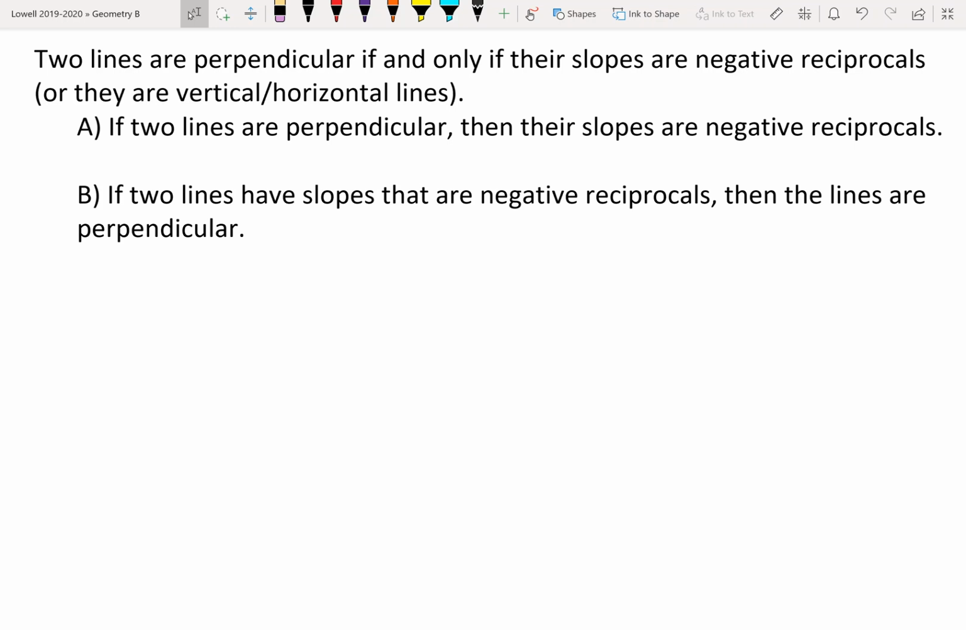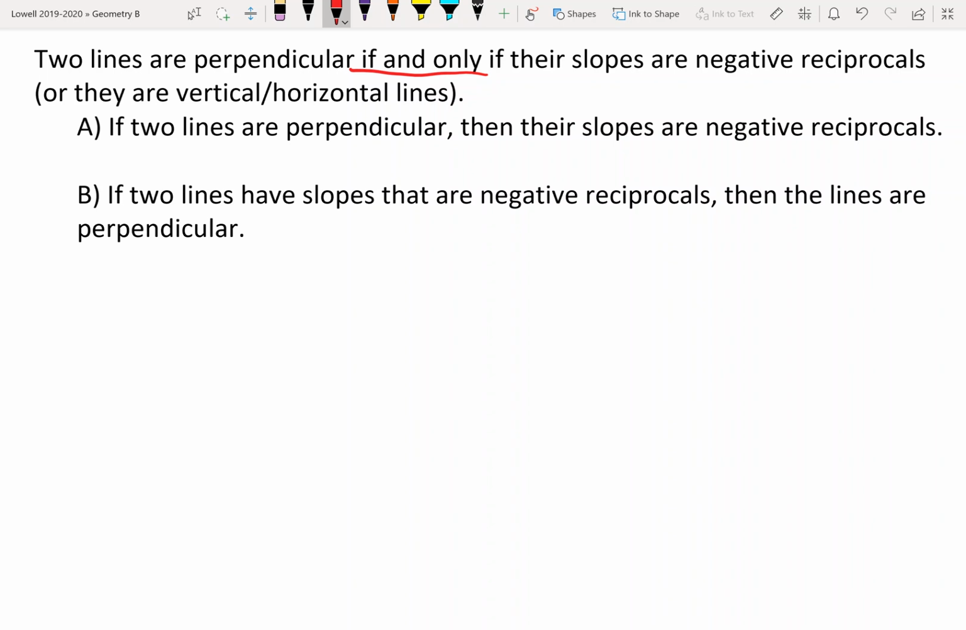Okie dokie. In this video, we're going to prove the theorem we mentioned in the last video about perpendicular lines, or at least half of it. The theorem says two lines are perpendicular if and only if their slopes are negative reciprocals. Again, note this "if and only if" part. It means one statement plus its converse written into one.